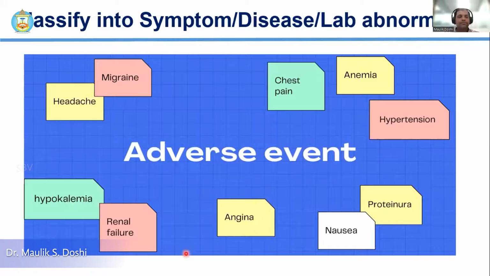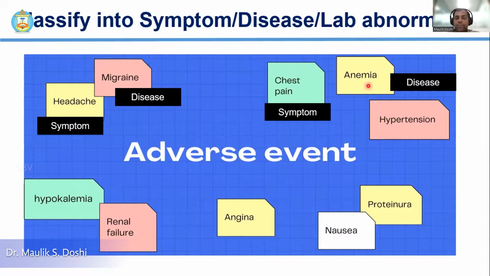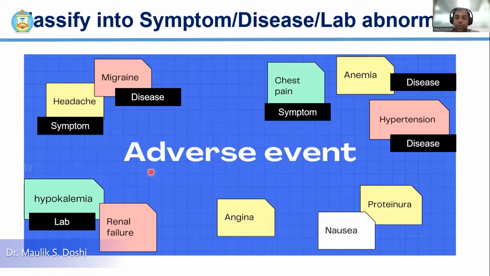For example, if you have observed someone getting headache, that is a symptom. Then migraine. Migraine is a disease, but it is also an adverse event, so you can report migraine also as an adverse event. Then chest pain, again a symptom. Anemia is a disease. Hypertension is a disease. Hypokalemia: how will you come to know about hypokalemia? From the lab finding. So you have noticed here, it can be a symptom, it can be a disease, it can be a lab abnormality also.